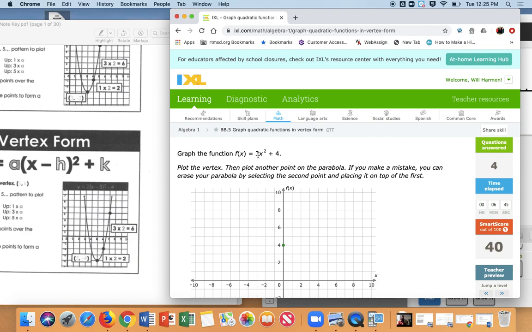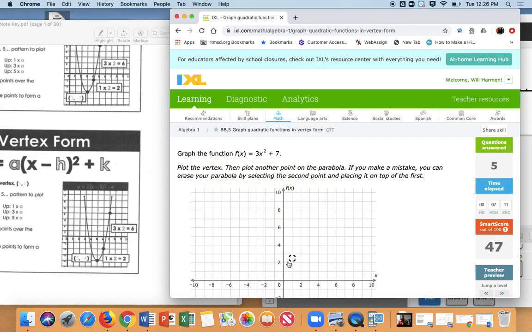So let's pick a value for x. Let's pick 1. I think 1 is a great number to pick because it's 1 unit away from my vertex, and it's nice and easy to plug in. So I have 3 times 1 squared. Well, 1 squared is 1, times 3 is 3. Now I have to add the 4. So I'm going to be at 1, 7.